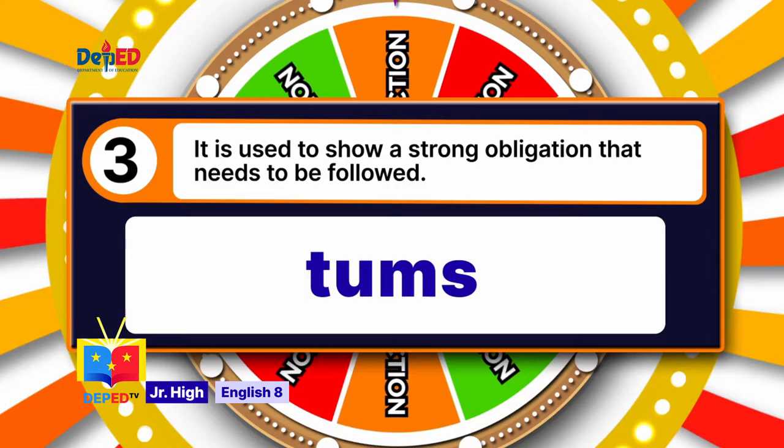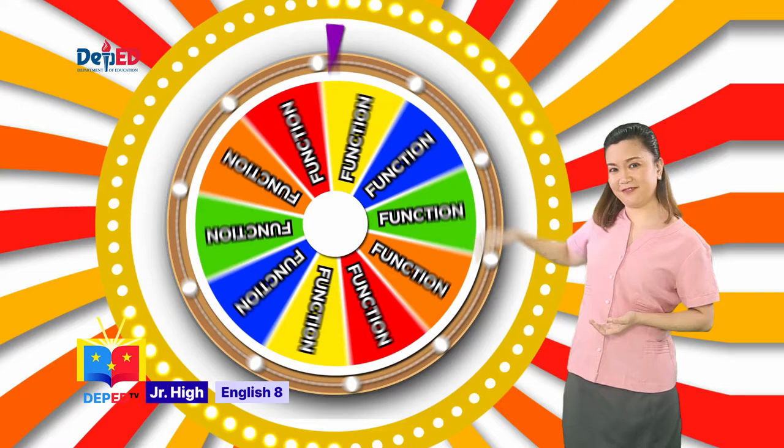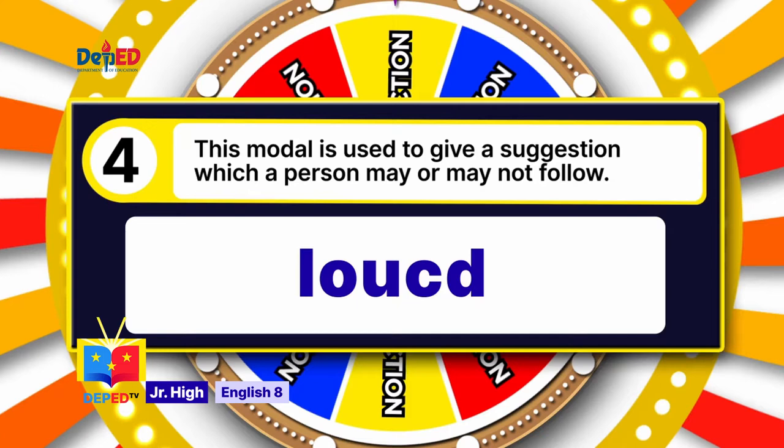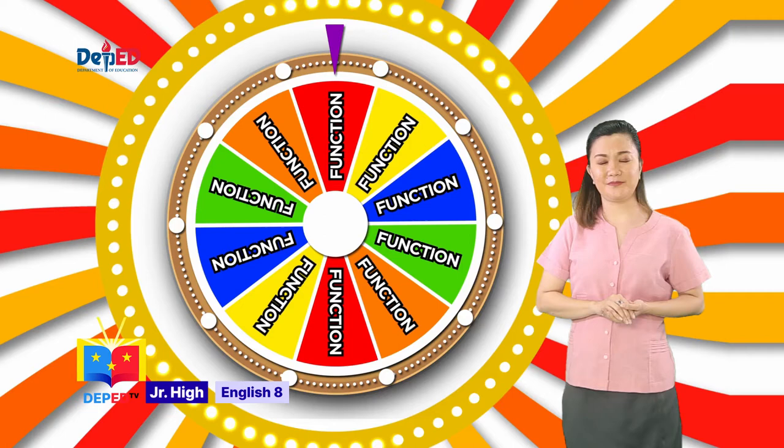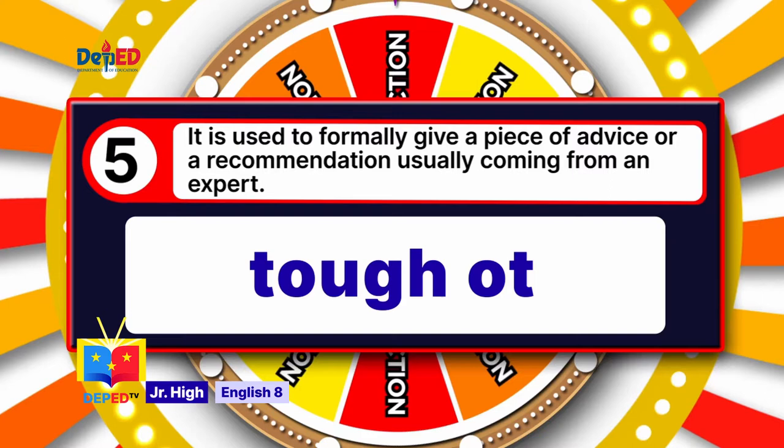Number 4. This modal is used to give a suggestion which a person may or may not follow. The correct answer is could. Number 5. It is used to formally give a piece of advice or a recommendation, usually coming from an expert. The correct answer is ought to.